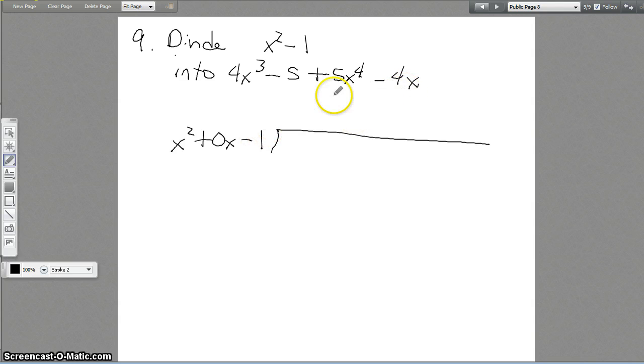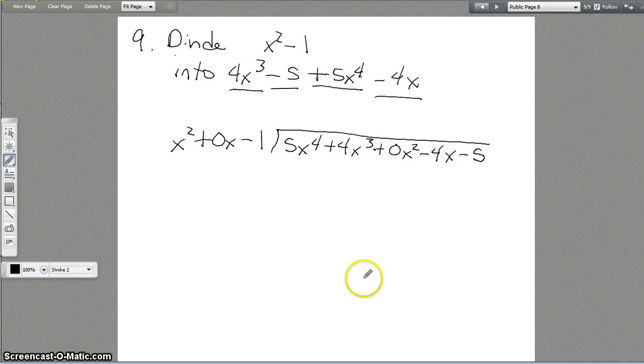Our highest power term is x to the fourth, so we're going to start off with 5x to the fourth. Next would be our cubed term, and we do have one. So that is plus 4x cubed. Then our x squared term, we don't have one of those. So we're going to say plus 0x squared. And then we need our x term, that's negative 4x. And then our last term is negative 5.